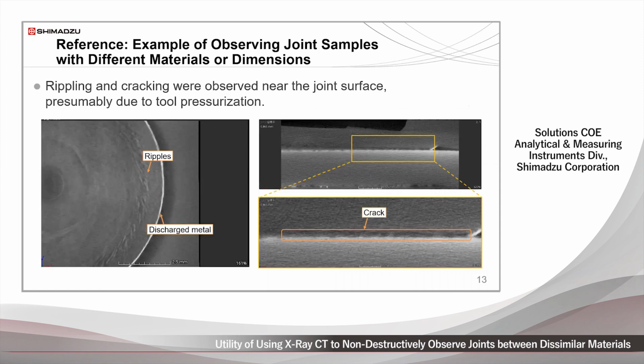I will also show you an example of a similar friction stir-welded joint between two types of sheet metal, but with different dimensions and made of different materials. As confirmed in the observation results I previously introduced, in addition to observing the metal discharged as the sample surface coating softened due to friction heat, rippling was observed that was presumably caused by tool pressure, and a black crack line near the joint interface surface between the two metal sheets was also observed.